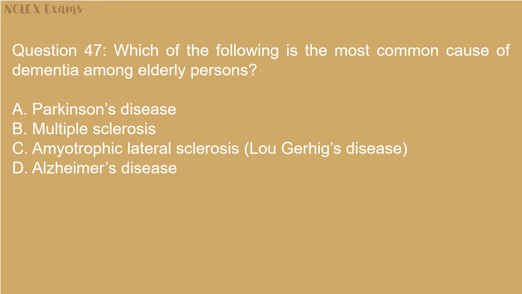Question 47. Which of the following is the most common cause of dementia among elderly persons? A. Parkinson's disease. B. Multiple sclerosis. C. Amyotrophic lateral sclerosis, Lou Gehrig's disease. D. Alzheimer's disease.